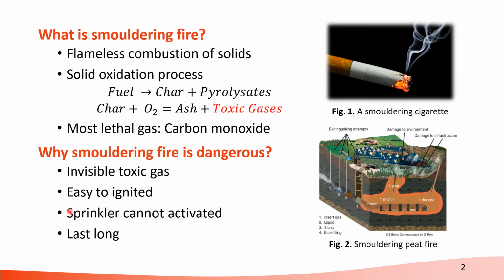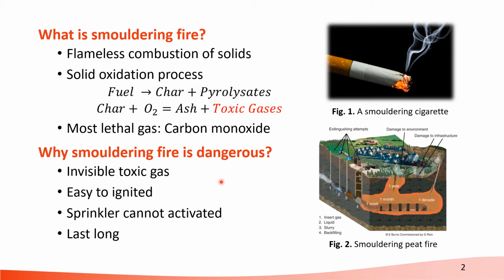Another thing is that the sprinkler cannot be activated when a smoldering fire is inside the space. Why? As I mentioned before, the gas temperature is around 140 degrees Celsius near the surface. But if the gases from the smoldering fire mix with the air, the gases will become cooler, maybe just around 30 or 40 degrees Celsius.